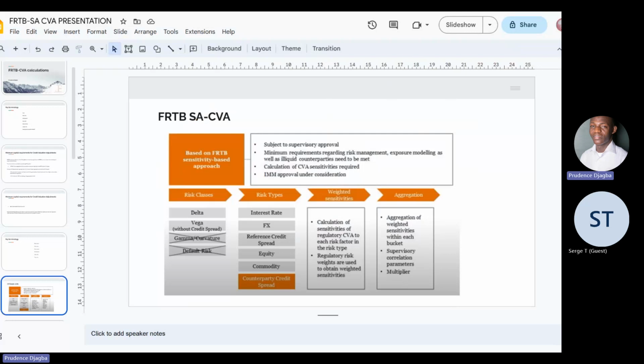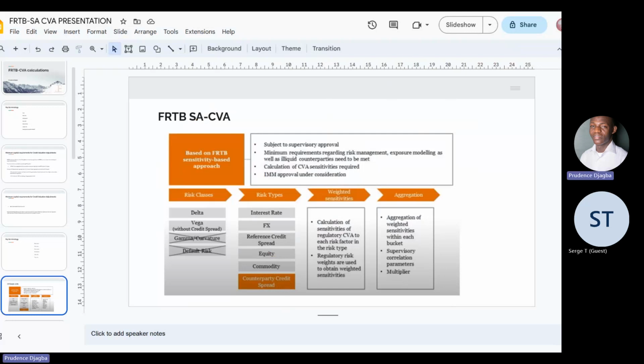And in the normal framework for market risk capital, we needed to evaluate four risk measures: delta, vega, gamma, curvature, and default risk. But in our setting here for CVA capital, we just need delta and vega. For the delta measure, we only require 6 risk types, which are the interest rate, the FX, the reference credit spread, the equity, the commodity, and the counterparty credit spreads. And for the vega, we only have 5, so we just cancel the counterparty. The counterparty credit spreads are not involved.